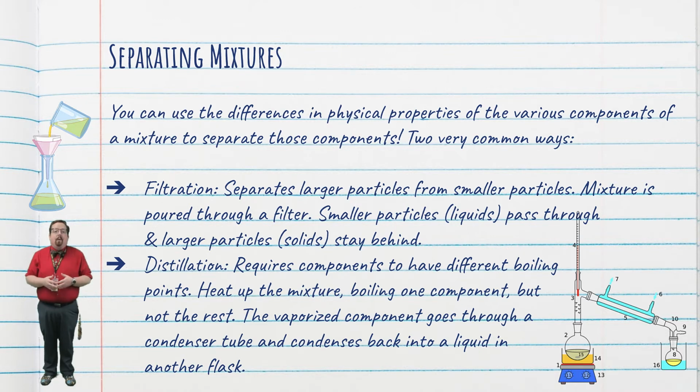Distillation is also a great way to separate components of mixtures. This time, instead of using the different sizes of particles of each component, we utilize the differences in boiling temperatures. If you have two liquids mixed together, one with a much lower boiling point than the other, we can heat the mixture up just enough to boil the one component without boiling the other. The one component boils, turns into a vapor, passes through what we call a condenser tube, and then condenses back into a liquid in another flask.